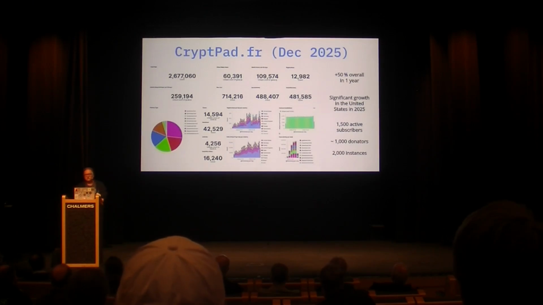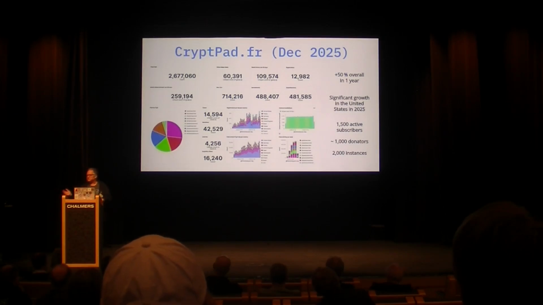I will try to go through that pretty quickly. CryptPad has 2,200 instances as of today. At the end of 2025, we were at 2,000 instances. So already in 4 months, 10% more instances. We don't know how many users there are on these instances.